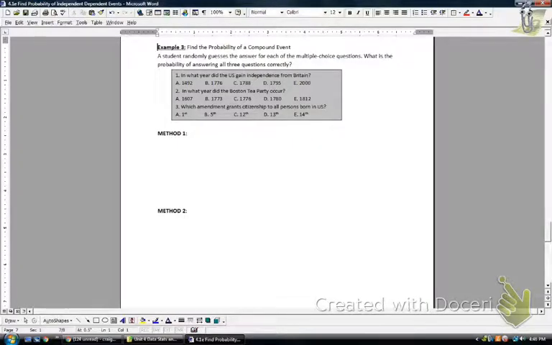Example 3 says, find the probability of a compound event. A student randomly guesses the answer for each of the multiple choice questions. What is the probability of answering all 3 questions correctly? Okay, so you've got this quiz from social studies with 3 questions. So method 1 is probability of independent events, which is what we've worked on today.